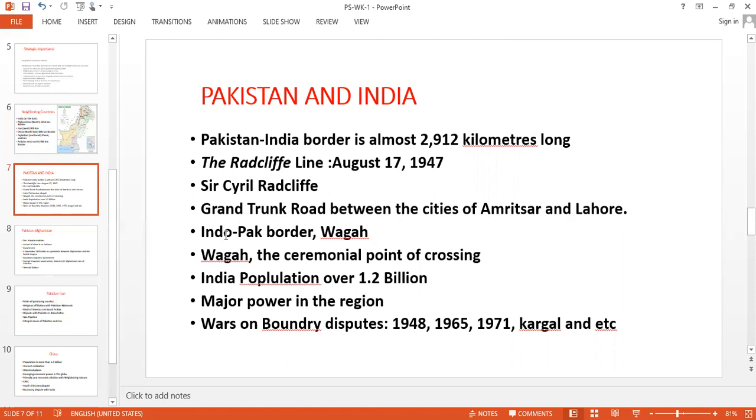The active border between India and Pakistan is Wagah, where people from Indian territories visit Pakistan, and people of Pakistan visit India, and there is always a ceremony of the flag and others, where we can see very sentimental and provoking moments at that time. The people of both areas show their emotions.